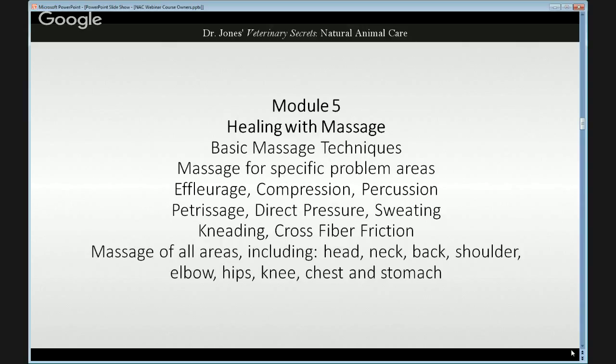So you're looking at one massage for specific problem areas, areas that are commonly affected in terms of back disease, in terms of hip-related disorders, in terms of diseases of the knee. Then specific types of massage, such as effleurage, compression, percussion, petrissage, direct pressure, sweating, kneading, cross fiber friction. So I actually demonstrate all of that within that video of healing with massage.